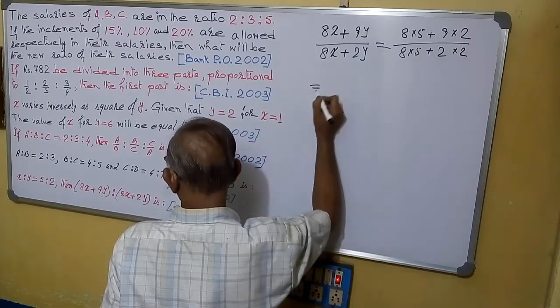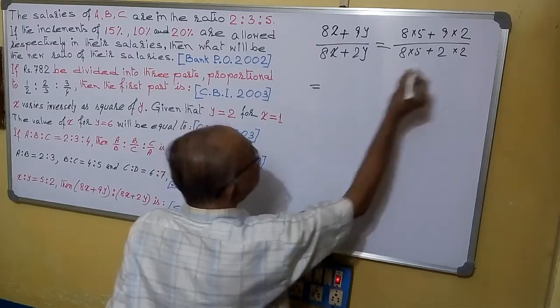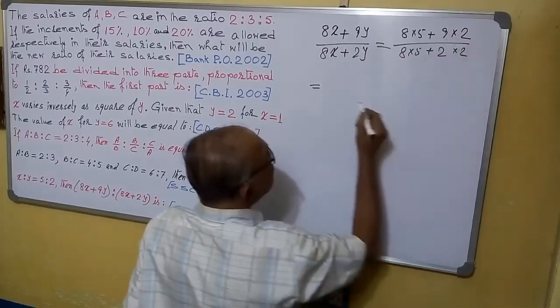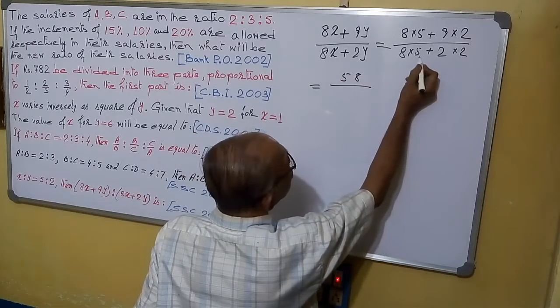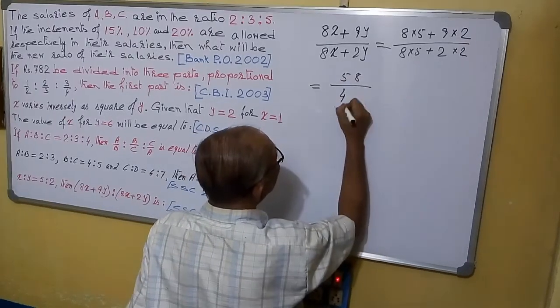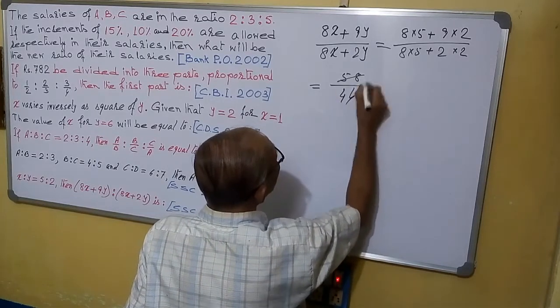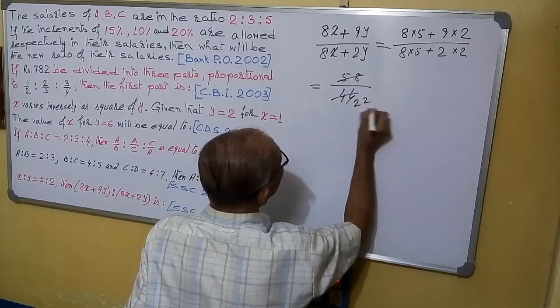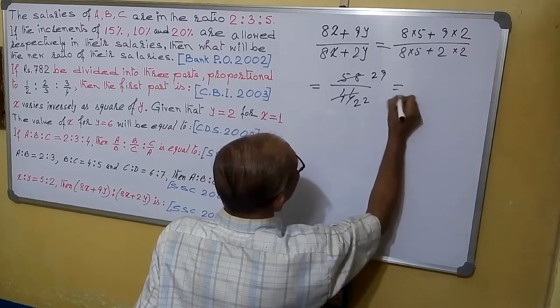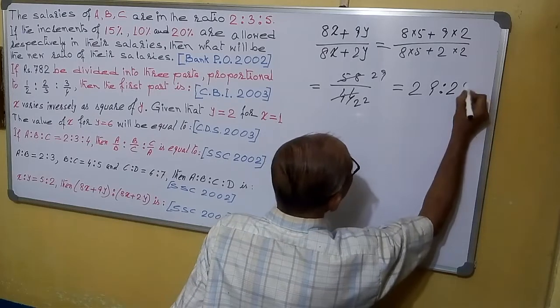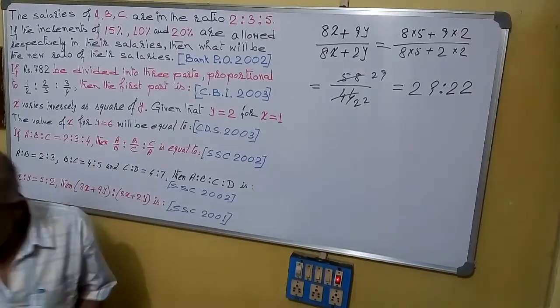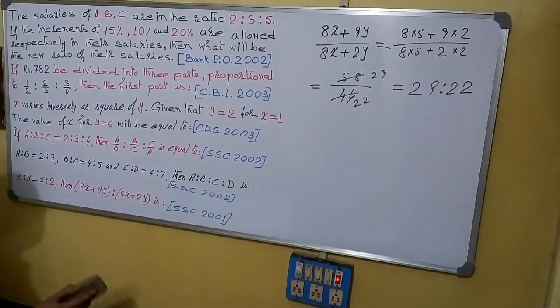That is 40 and 18, 58, by 40 and 4, 44. So if we are cutting, it will be 29 by 22. So the answer will be 29 is to 22. In this way, simply we can do it.